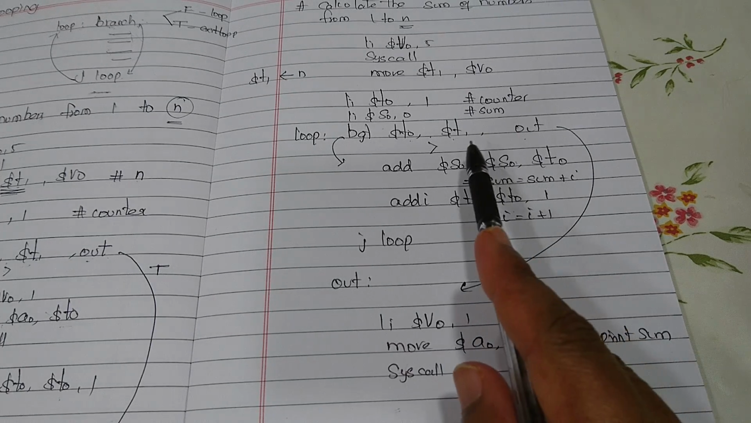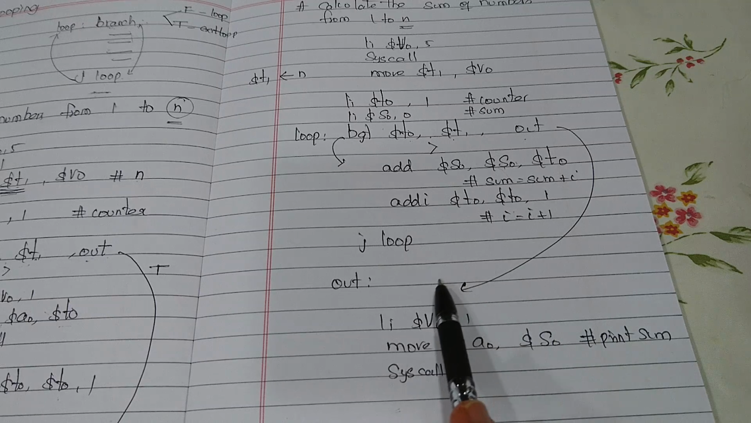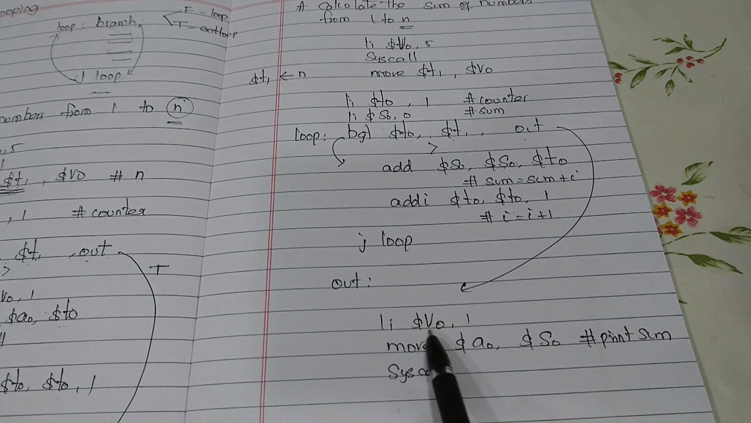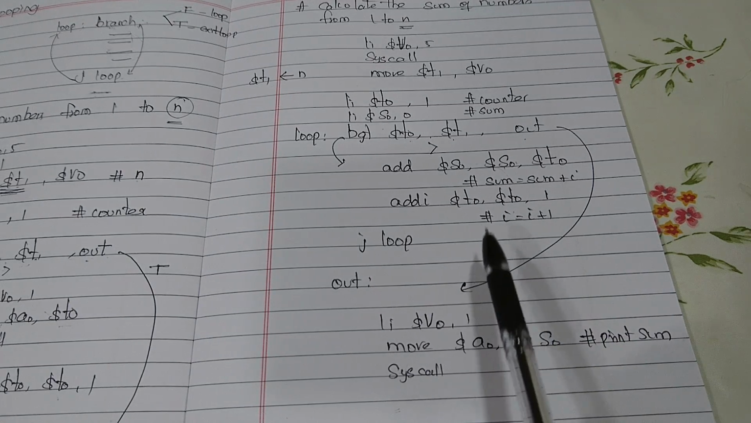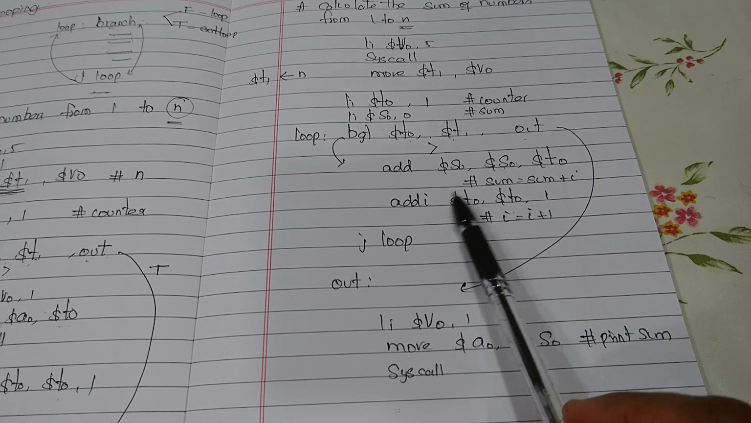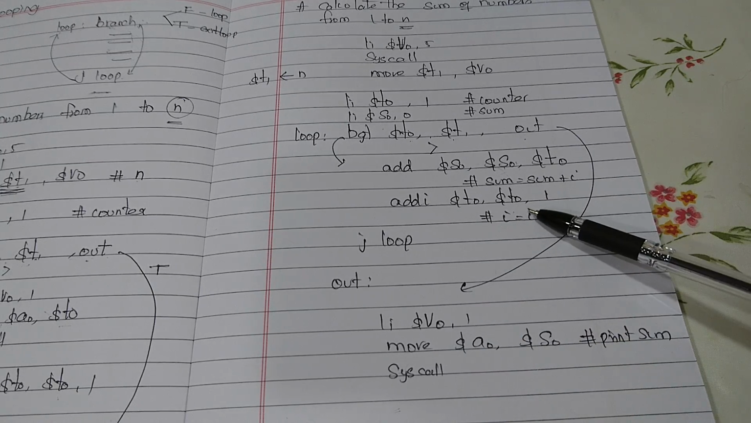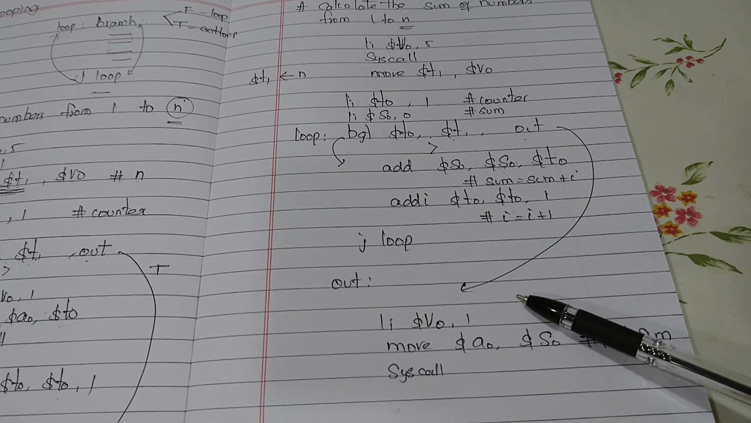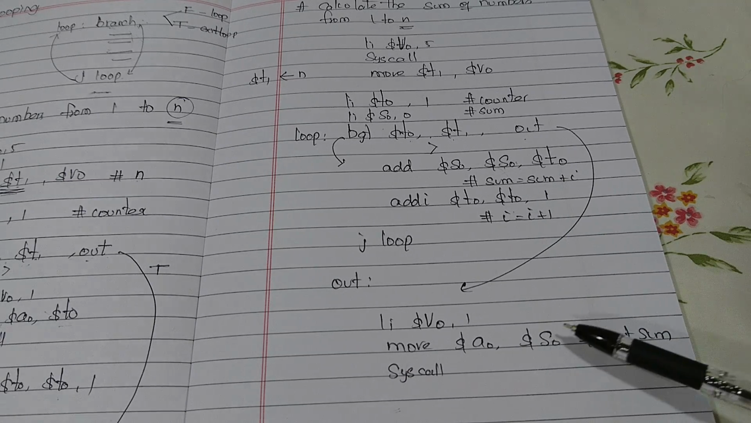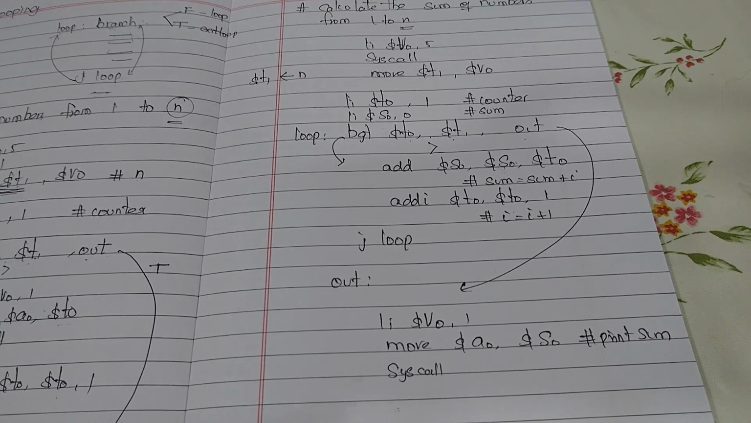So when the condition becomes true, it comes out of the loop. So on the outside, I am printing the sum value. So what do I do in the body of the loop? In the body of the loop, I calculate the sum, increment. Calculate the sum, increment. That's it. So outside the loop, I print the value. So this is another example using looping.